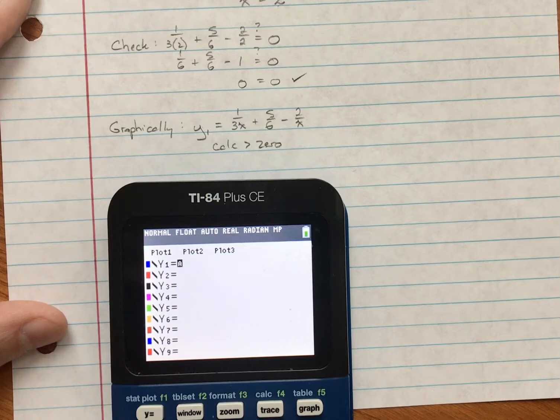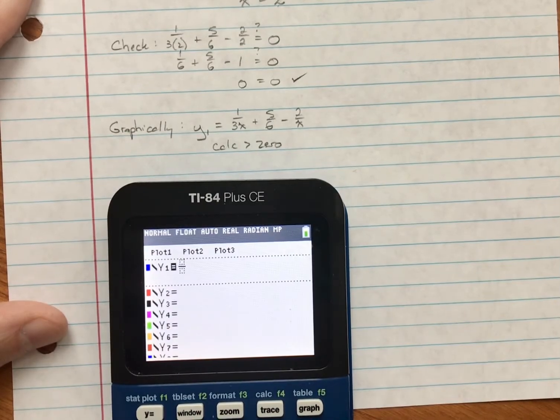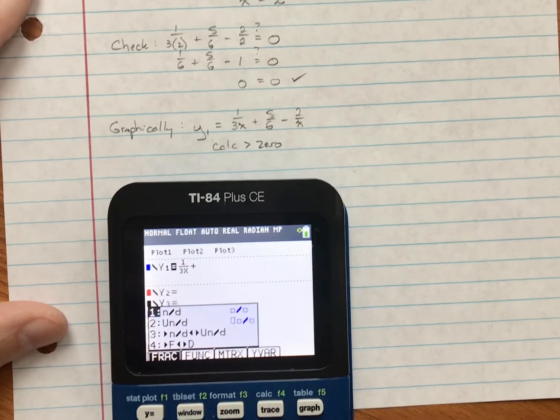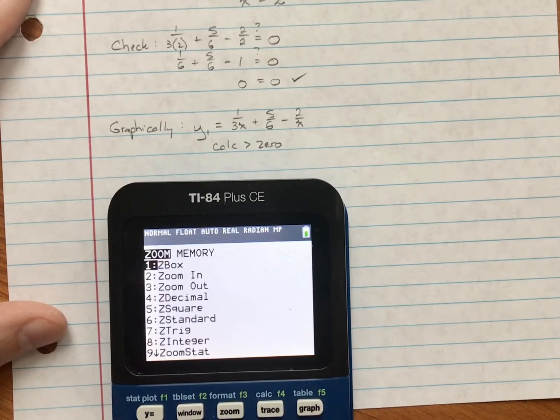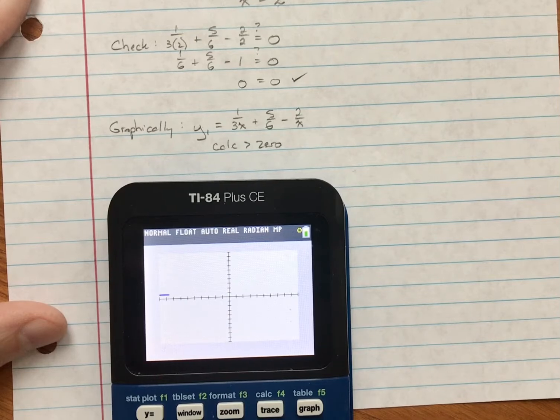Okay, I got quite a few fractions here. So let's see, 1 over 3x plus 5 over 6 minus 2 over x. I'm going to do my zoom to my standard again, so zoom 6, and here it comes. It's not going to be a straight line. Okay, so there we have it.